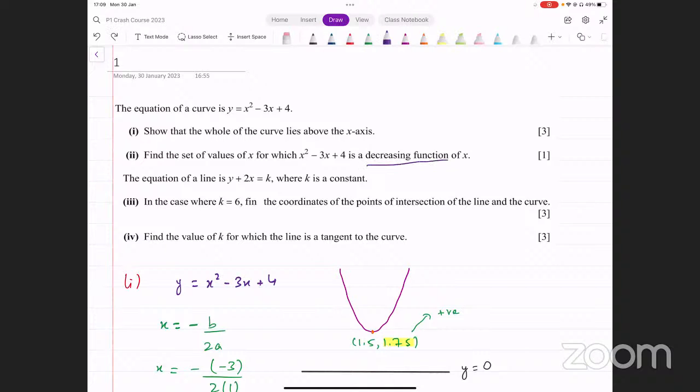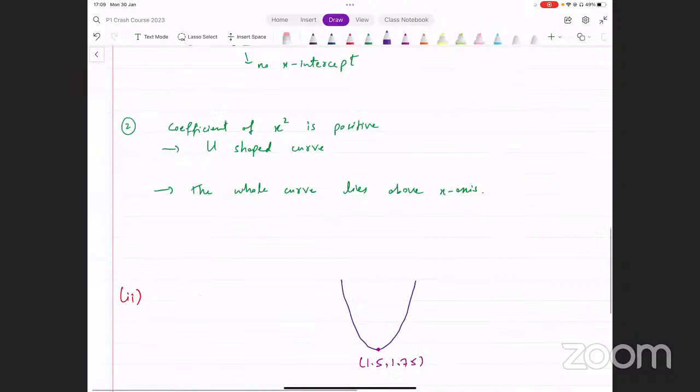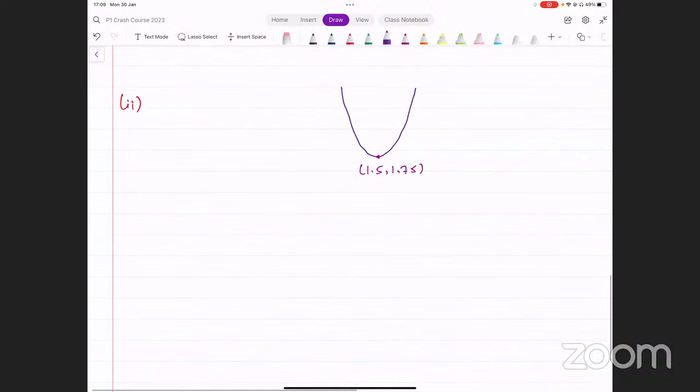Decreasing function means the gradient in that part should be negative. Look at the graph. Where is the gradient negative? It's to the left of the turning point. So it's this region on the graph. We need to find the values of x in this region.